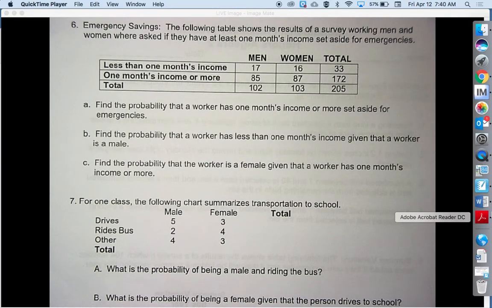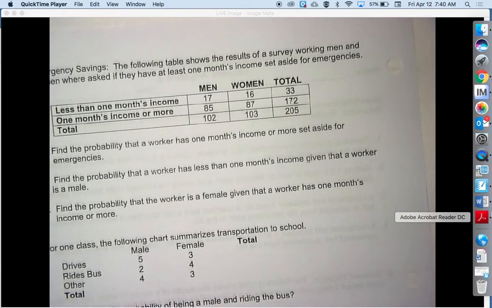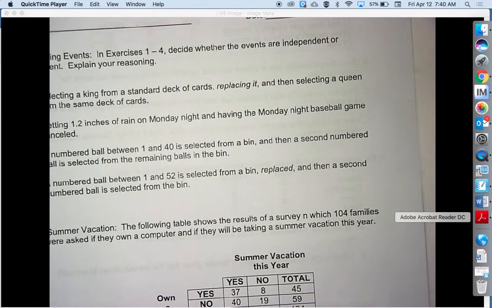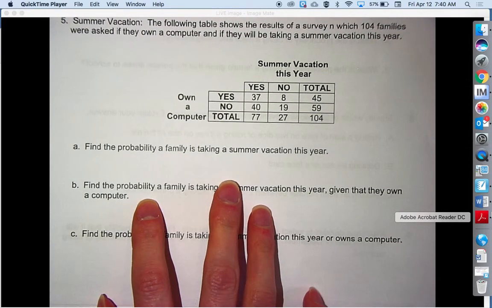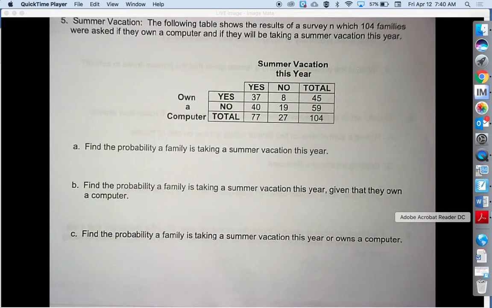So number 5, no, 5C, not 6C. Sorry. Okay, so looking at number 5, talking about the summer vacation and families that own computers. Kind of random, but hey, you can ask any questions you want. So C says find the probability a family is taking a summer vacation this year or they own a computer out of the ones that we're surveying.